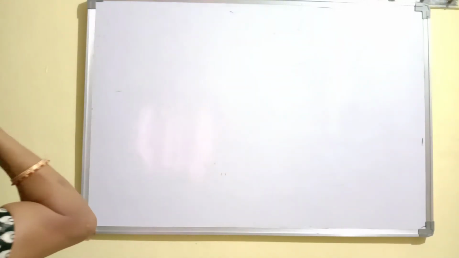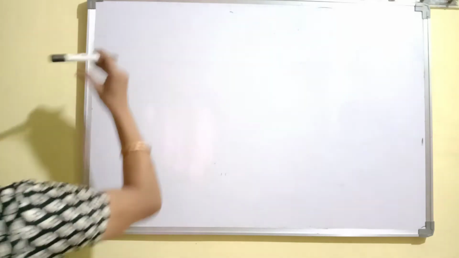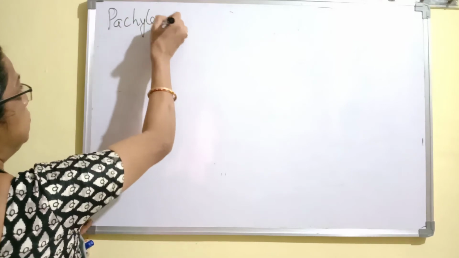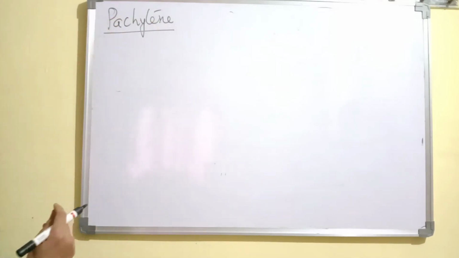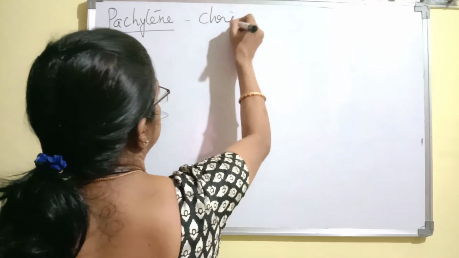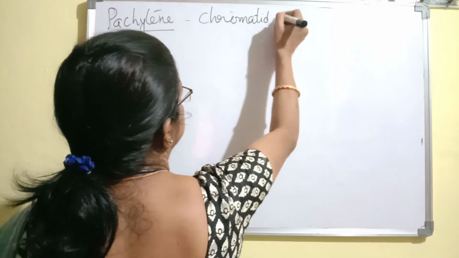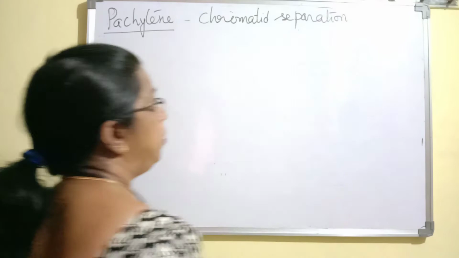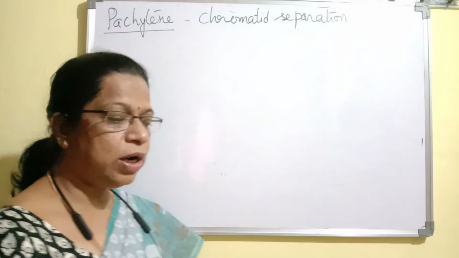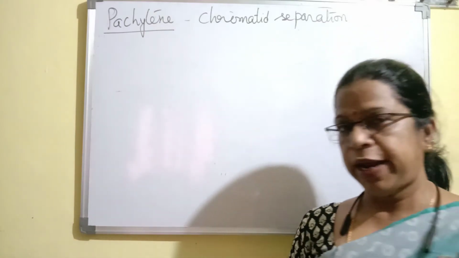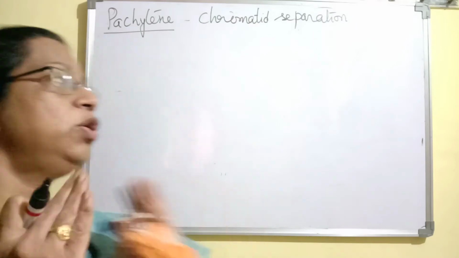Let us start with pachytene. In pachytene we find the splitting of the chromatids takes place. Chromatid separation takes place in pachytene. When the chromatids get separated, we find there is a separation of 2 chromatids.